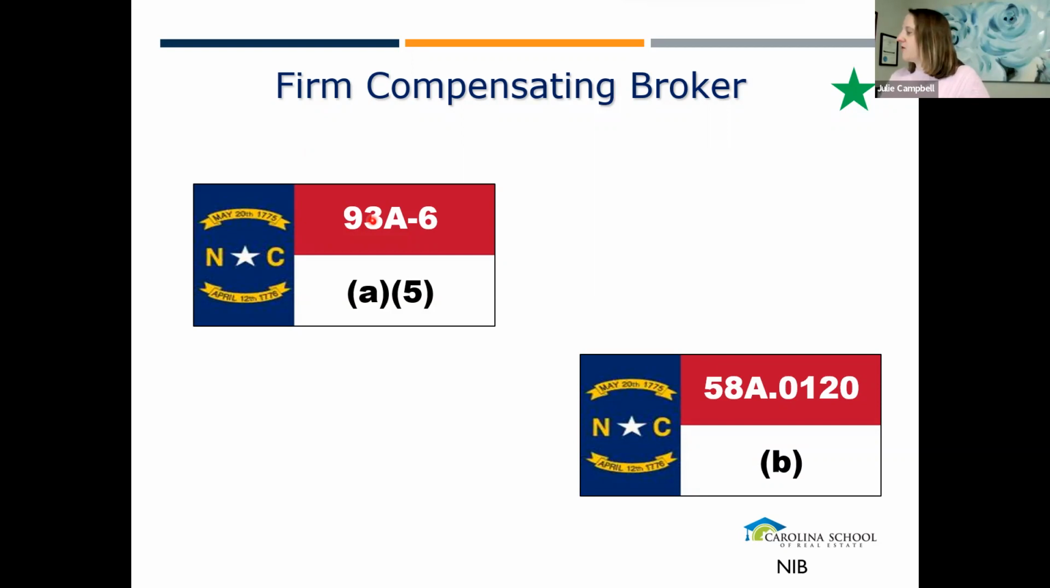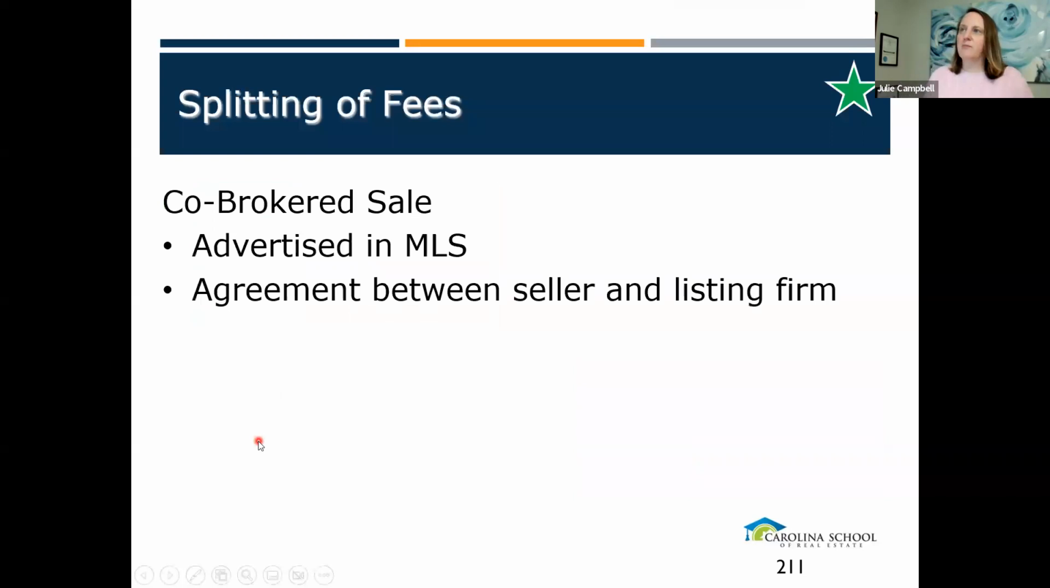Skipping ahead in your book one more time to 211. Again, what we're skipping is the buyer's agency agreement. We'll look at that in the online learning system. On page 211, it talks a little bit more about commission, about splitting fees. So there are several different scenarios to consider.